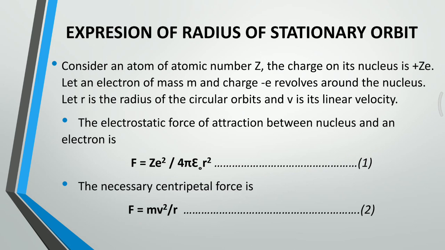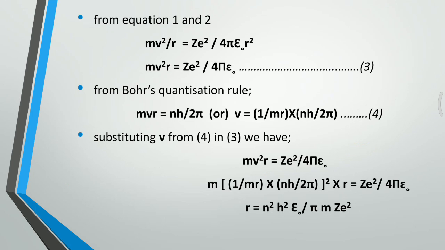Therefore, from these two equations, it is very clear that as the LHS are equal, the RHS must be equal. On equating, we have mv²/r = Ze²/4πε₀r². If I cancel one r in the denominator, the remaining r on the right hand side is transferred to the left hand side, and it becomes mv²r = Ze²/4πε₀.